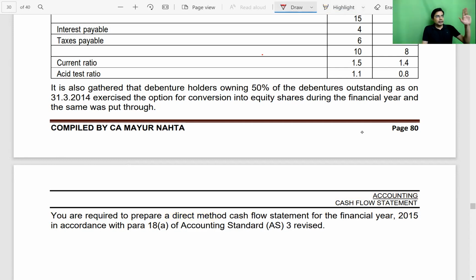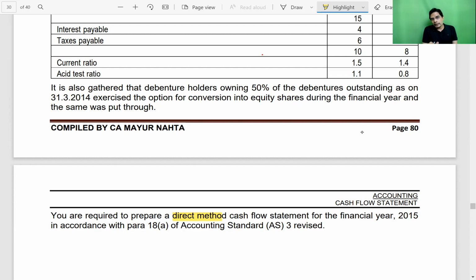We don't have to do like this: net profit before tax and EOI, then non-cash items and other non-operating items, working capital changes. Those stuffs we don't have to do. Cash collected from debtors, cash paid to creditors, cash paid for expenses, taxes paid, extraordinary items received, will get cash flow from operating activity under direct method. To calculate cash collected from debtors, we need to prepare debtor account. To prepare debtor account, we need the opening balance of debtor, closing balance of debtor. That they have not given. They have given the information of all other current assets except debtor and stock.